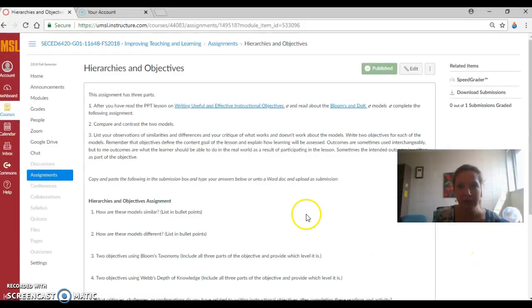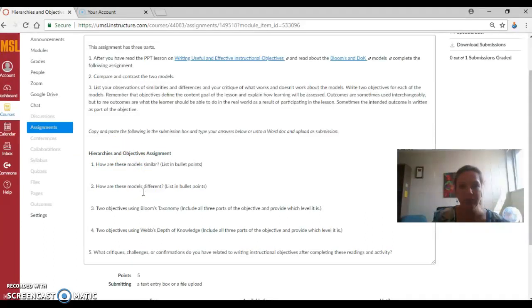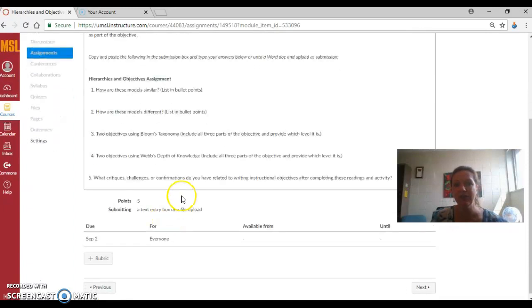Your assignment is to compare and contrast the Bloom's taxonomy cognitive hierarchy and the depth of knowledge cognitive hierarchy, and then tell me how they're the same, how they're different. Write 2 objectives using Bloom's taxonomy and 2 objectives using depth of knowledge. And then what critiques do you have about writing objectives in this way, or about the taxonomy or the depth of knowledge? What do you think doesn't work, or what does work about it?